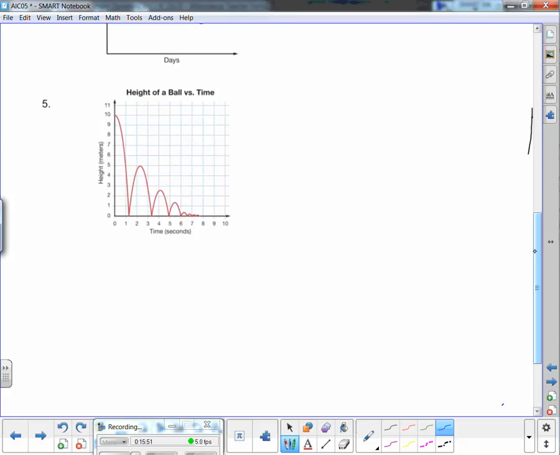All right, that's the idea. We started at some height. It went down to the ground. It bounced back up. First bounce is the highest bounce back up, right? And it keeps getting smaller and smaller until it finally hit. We represent it with the graph.